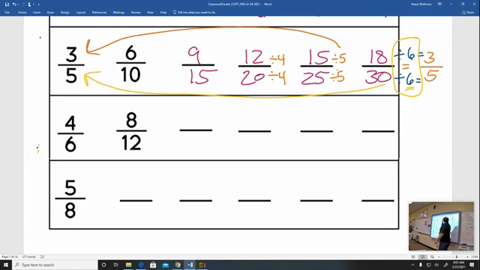I'm going to ask everybody, what can we divide 9 and 15 by to get to 3/5? Everybody. 3. That's right. And what about this one? 2. Good. And then obviously 3/5 divided by what is still going to be 3/5, right?